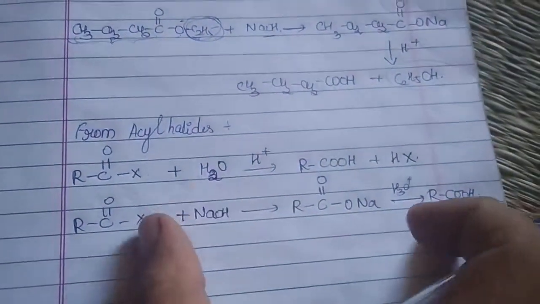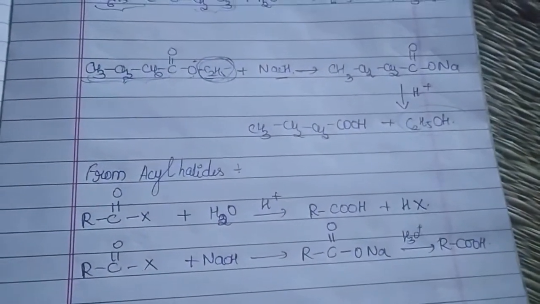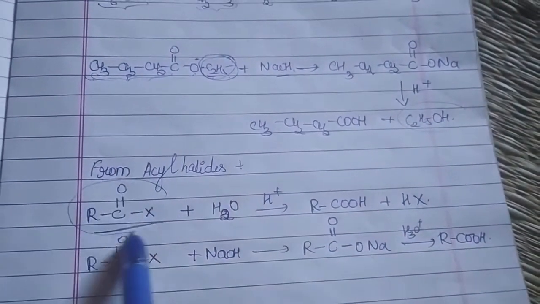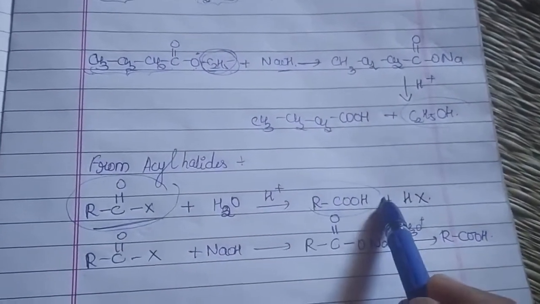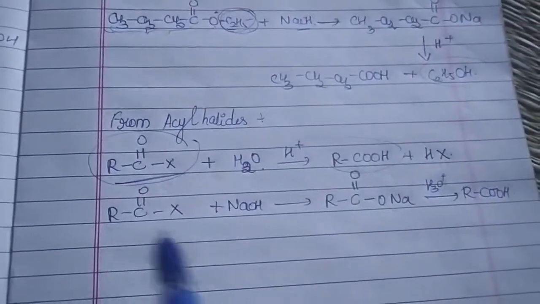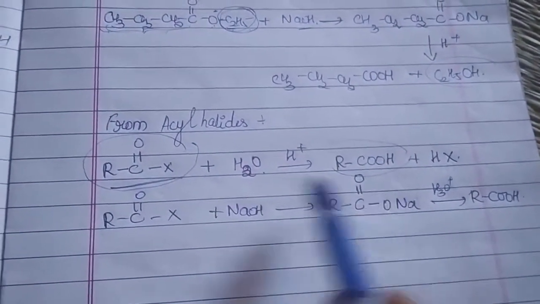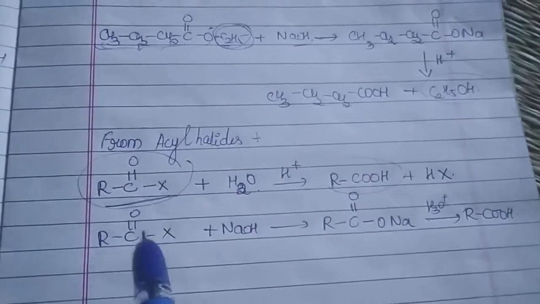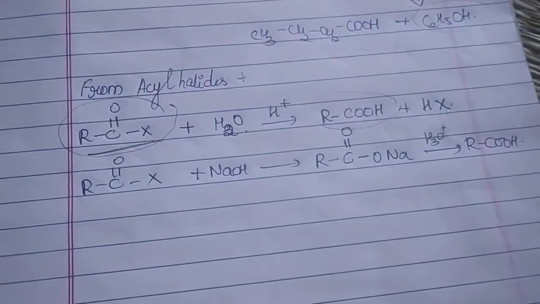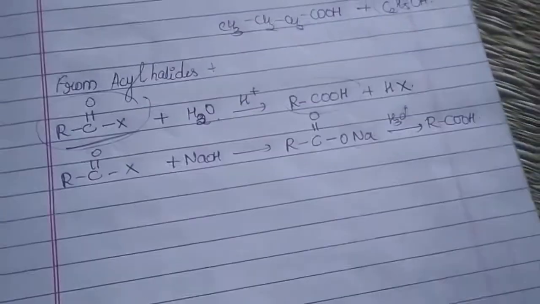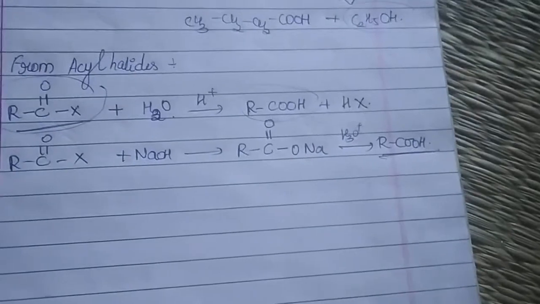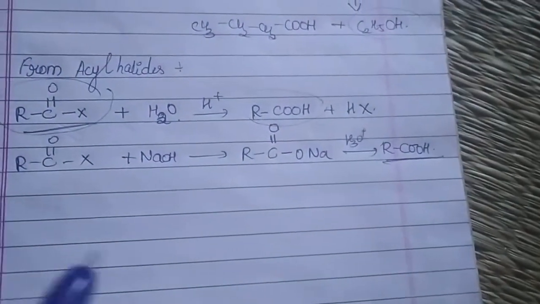Yes. So the same protocol that we have followed earlier, with the only difference being the reactant. So here we are converting the acyl halides to the carboxylic acid. Whenever you are doing an acidification of your acyl halides, you will be getting a carboxylic acid directly. But whenever you are treating your acyl halides with a base, first you will be getting a sodium salt of your carboxylic acid, which upon acidification gives you the corresponding carboxylic acid. Is that clear? Very important. You have to note this.